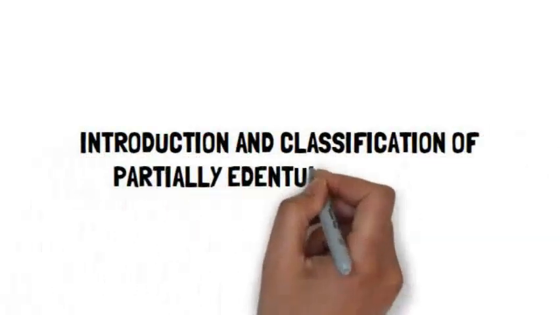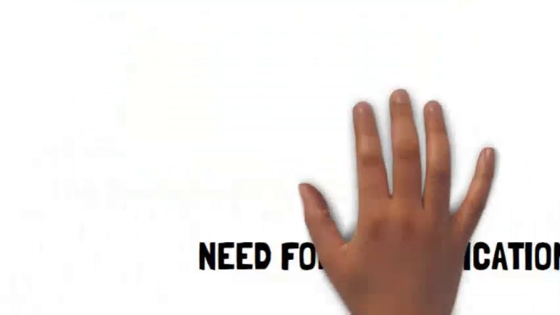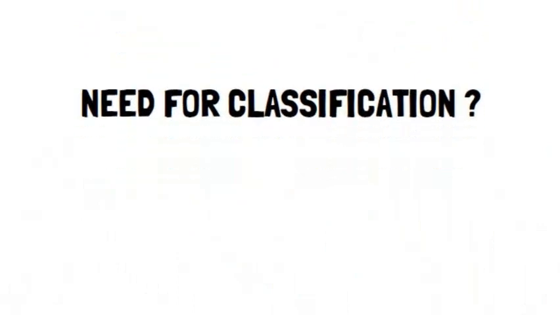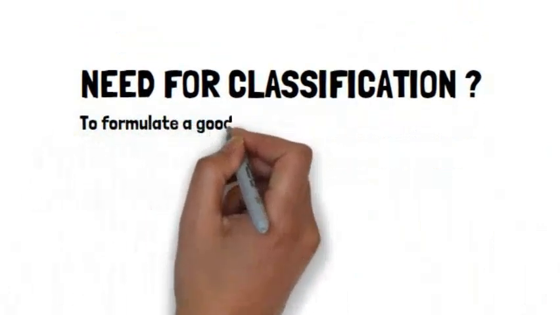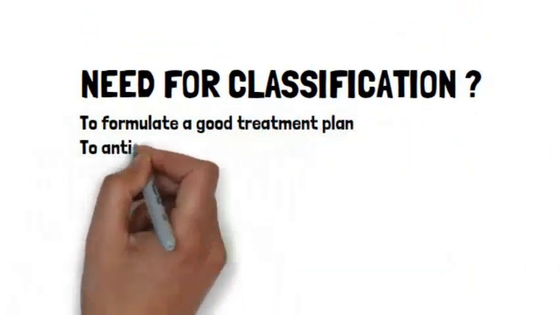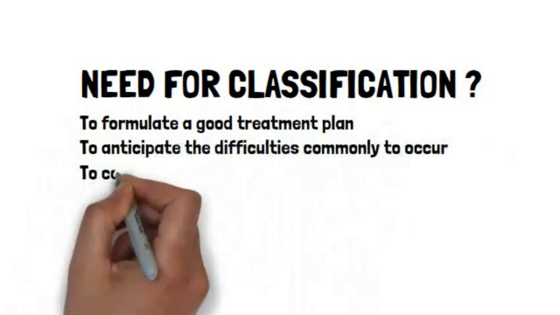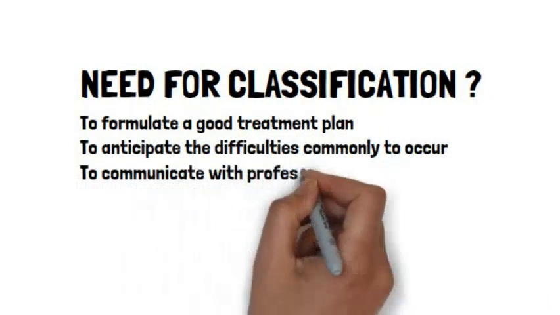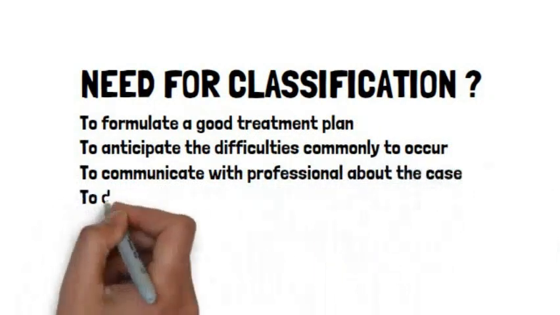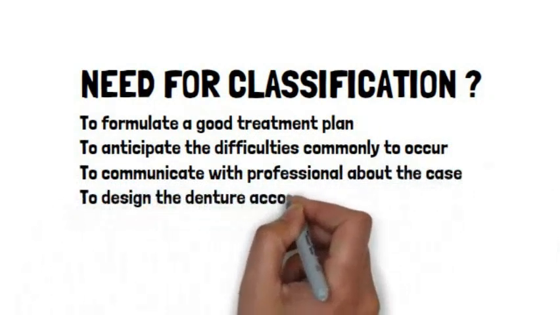Introduction and classification of partial edentulous spaces. Need for classification: to formulate a good treatment plan, to anticipate the difficulties commonly to occur, to communicate with professionals about the case, and to design the denture according to the occlusal load.